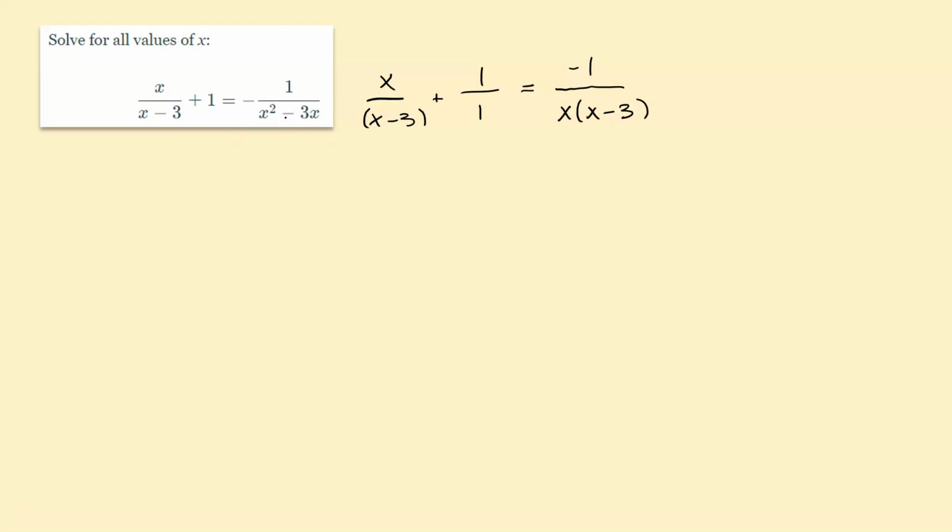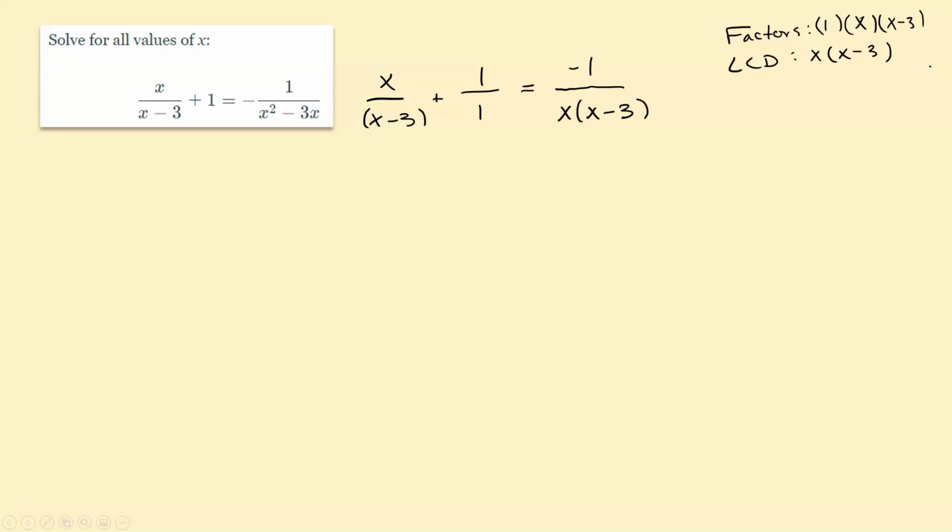So if we want to find a common denominator, our factors in our denominator right now are x minus 3, 1, and x times x minus 3, right? So the factors we need to have are 1, which doesn't really do anything, right? You multiply by 1, doesn't change anything, x, and x minus 3. So our least common denominator has to be this x times x minus 3. All right?